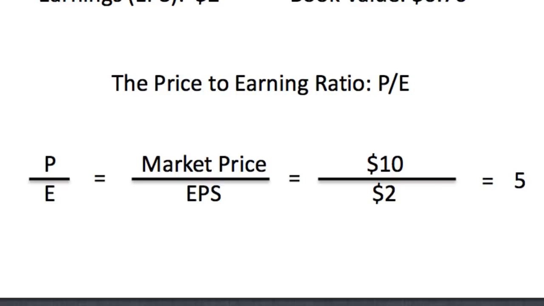Okay, so for Nancy's business, if we had one share, we know that the market price is $10, and we take that $10 divided by the EPS, which is the earnings, the bottom line profit in 1 year, which is $2. You divide those numbers, and what you end up with is a ratio of 5. And there's no units on that. When you divide a dollar by a dollar, you're going to have no units. So the ratio is a 5, and that would be your PE.